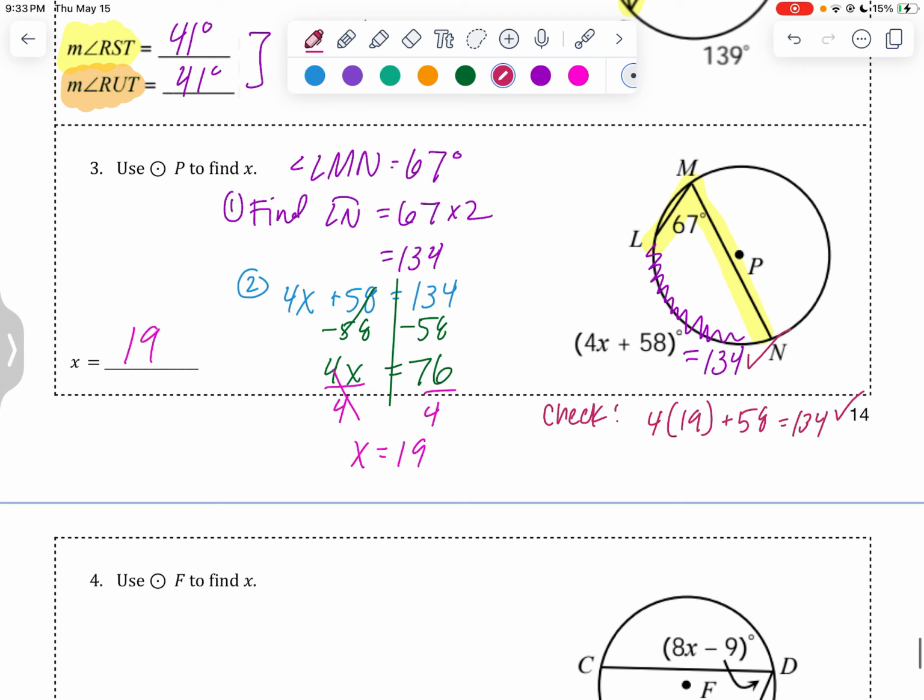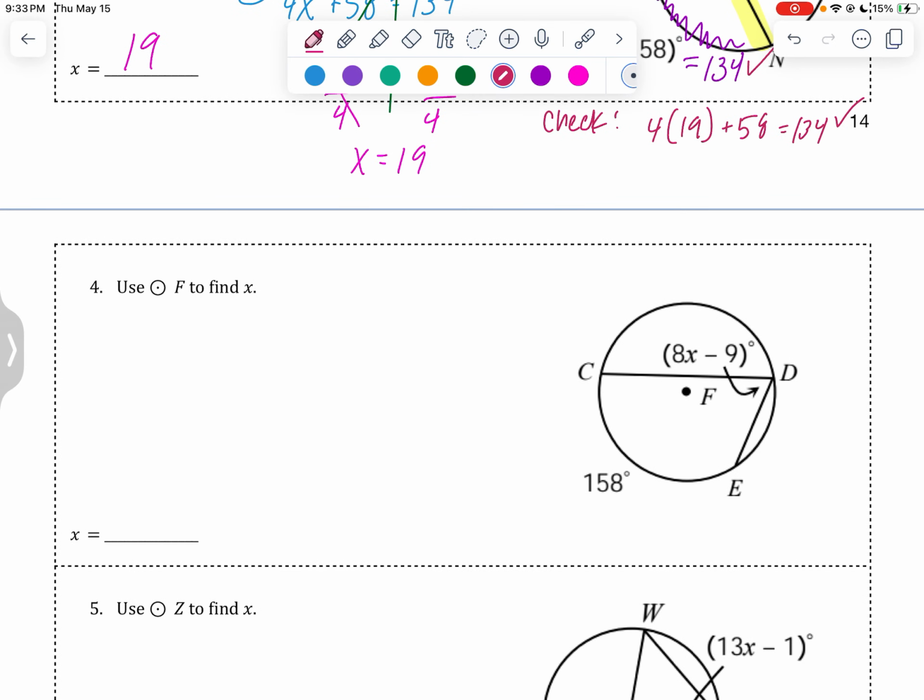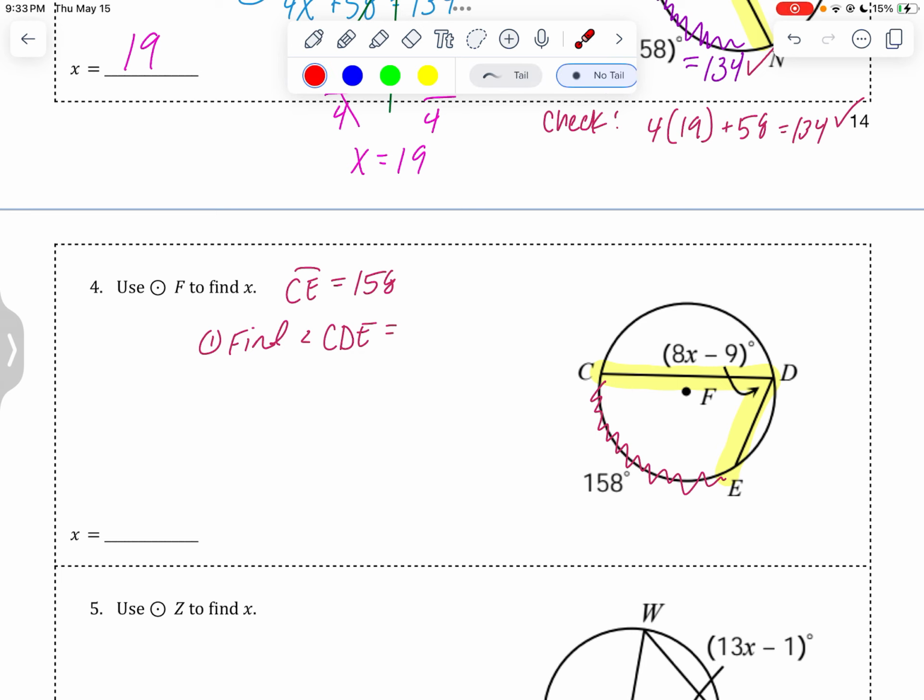Okay, let's do example 4. Very similar, right? This time I know that arc CE is equal to 158. I have to find its related angle. So I have to find the measurement of angle CDE. And again, if we start with the arc and I'm finding the smaller angle, I have to divide by 2. So I'm going to take 158 and divide by 2.